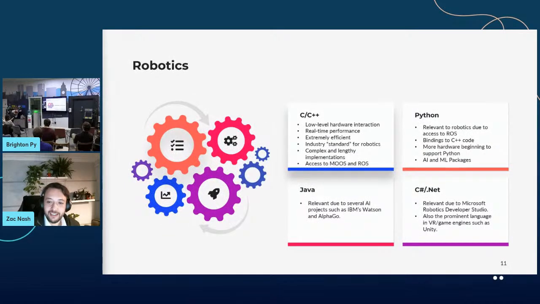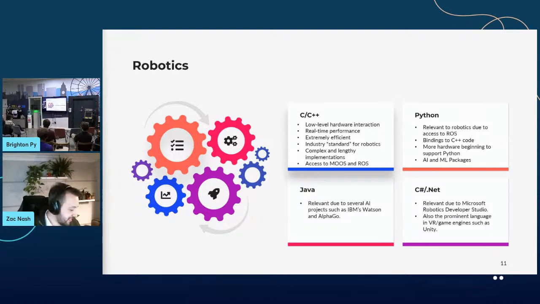So yeah, pretty much exactly what I thought. I thought Java would get 1 maybe because of AlphaGo and IBM's Watson. C# is part of the Microsoft Developer Studio platform, and I guess Unity as well if you're into game development. But C and C++ are quite famous for robotics. Pretty much everything in robotics is developed with C, by C, or with C in mind. So the whole low-level hardware interaction, the real-time performance, all that stuff is fairly well known.